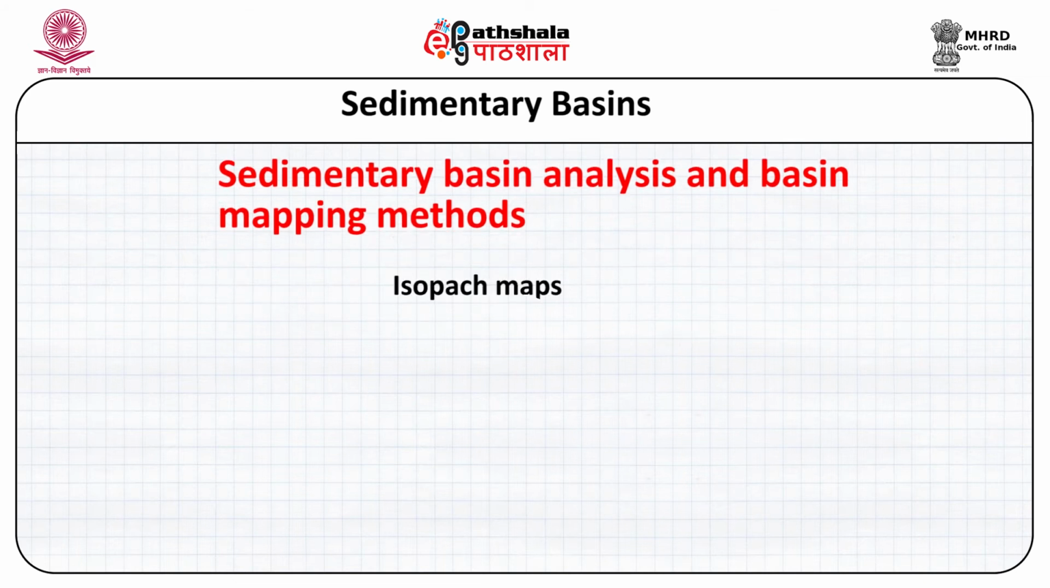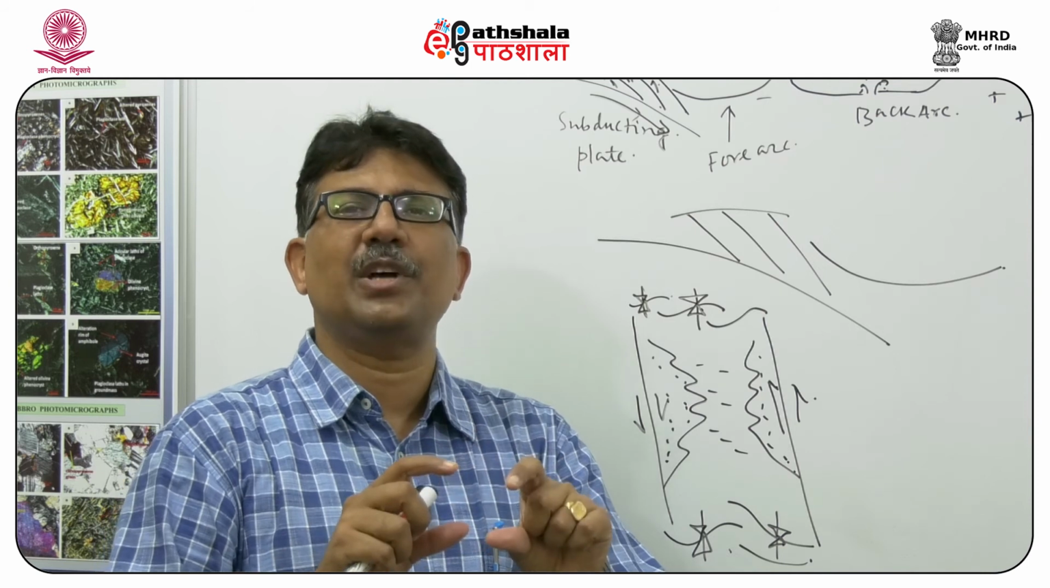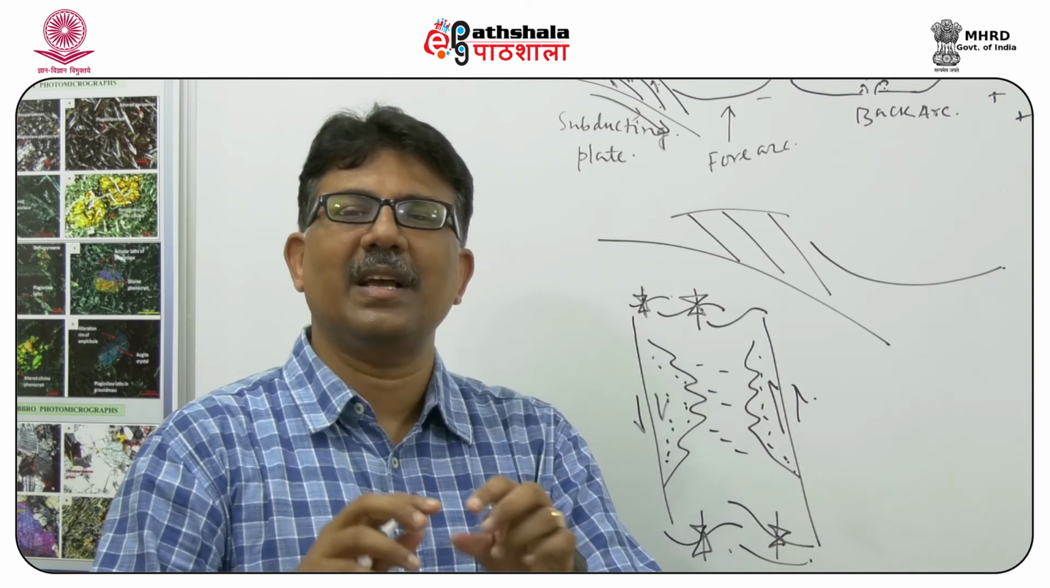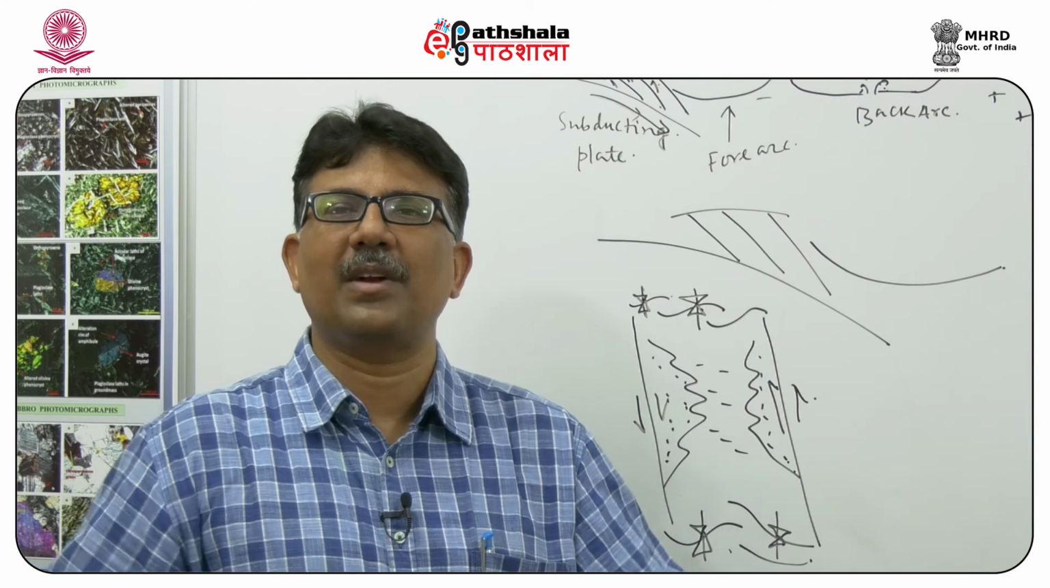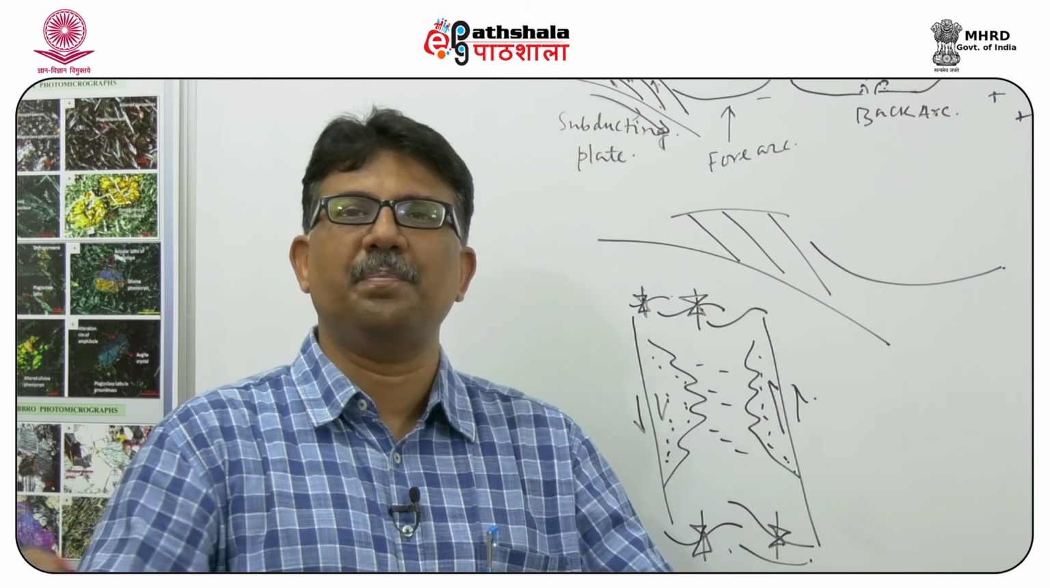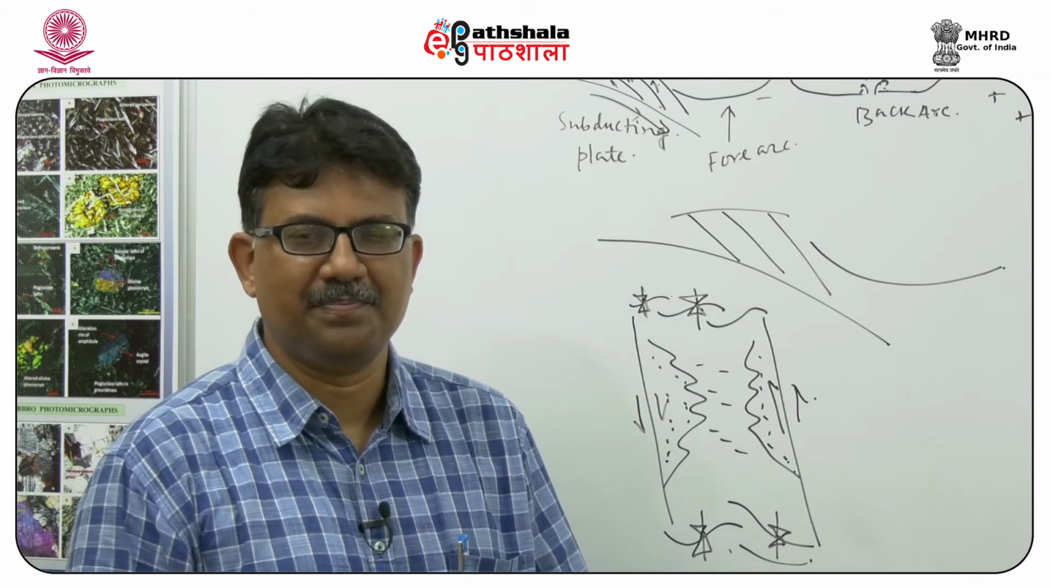Suppose we prepare the isopach map, that is the equal thickness map. That means for the same lithology strata, what are the equal thicknesses of that strata in different parts of the basin, that is on the map. When we represent it, then we call it an isopach map.